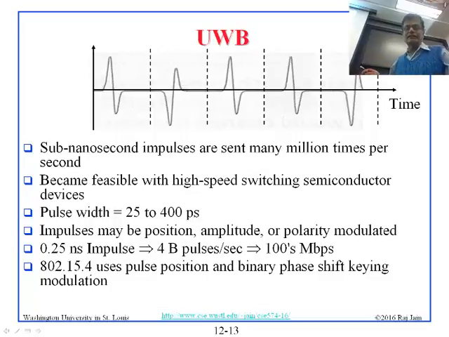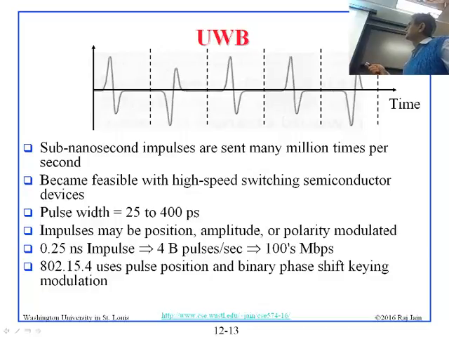With semiconductors, we can generate very narrow pulses, in picoseconds. The pulse width is 25 to 400 picoseconds. And now we can modulate them using position, amplitude, or polarity. Position means, if the pulse is on this corner, it is a 0. If it is on this corner, it is a 1. So basically, we can have 4 positions with 2 bits or two positions with 1 bit. That is position modulation. Amplitude modulation is how high the pulse is.